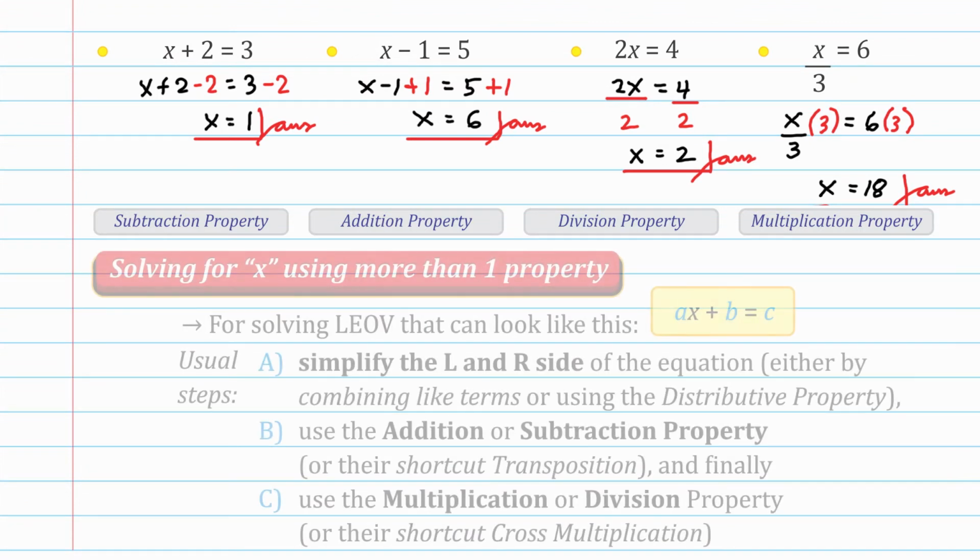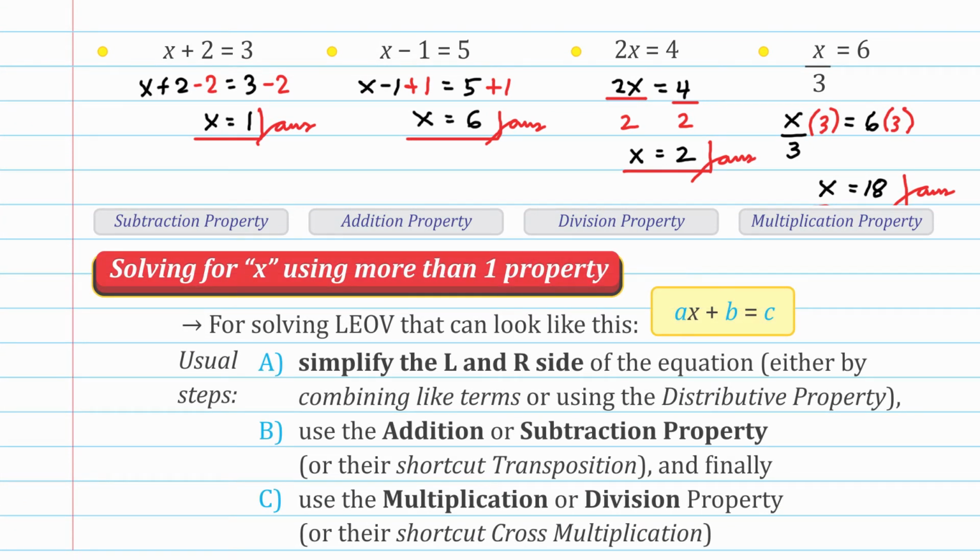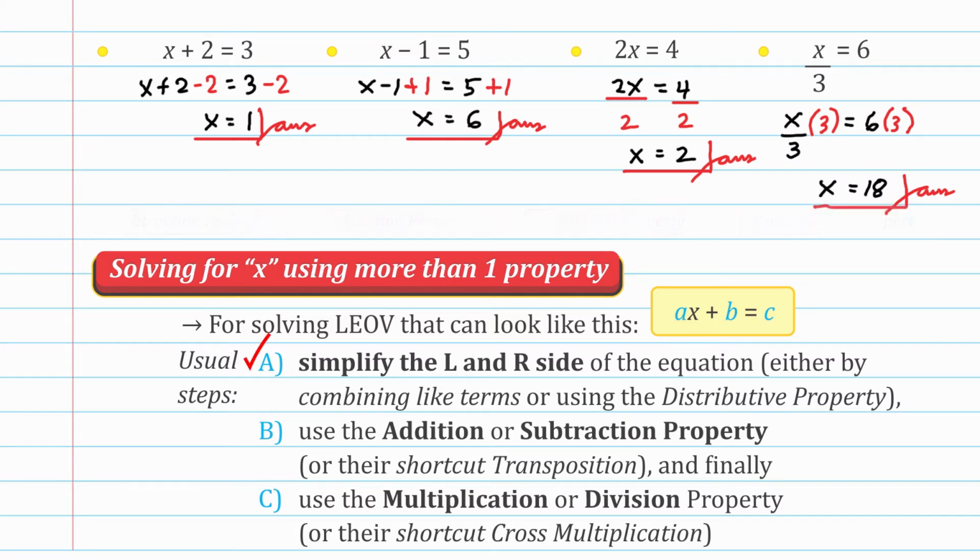Linear equations in one variable, though, are usually more complicated than that. Now, in those cases, we use a combination of more than one property. Actually, the usual steps are, first, simplify the left and right side of the equation. You can combine like terms or you use distributive property. Then second, use addition or subtraction property. So, its shortcut is transposition. And finally, the multiplication or division property. Or its shortcut is cross multiplication. Let's have some examples para maintindihan natin.